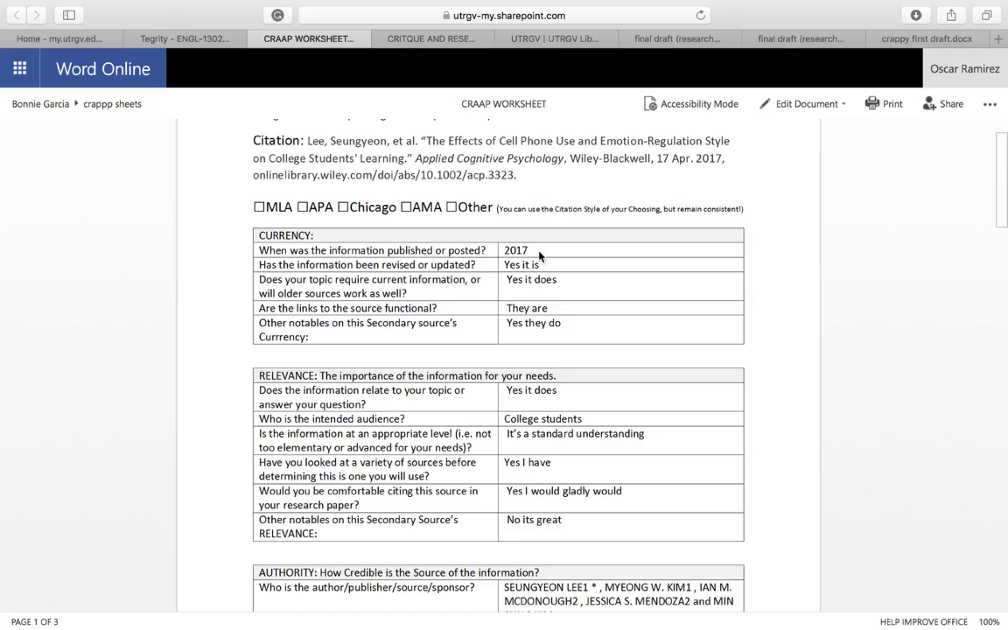When was the information published or posted? Has the information been revised or updated? Does your topic require current information, or will older sources work as well? Are the links to the sources functional? Are other notable secondary sources current? And the list goes on and on. And that was very important for me.